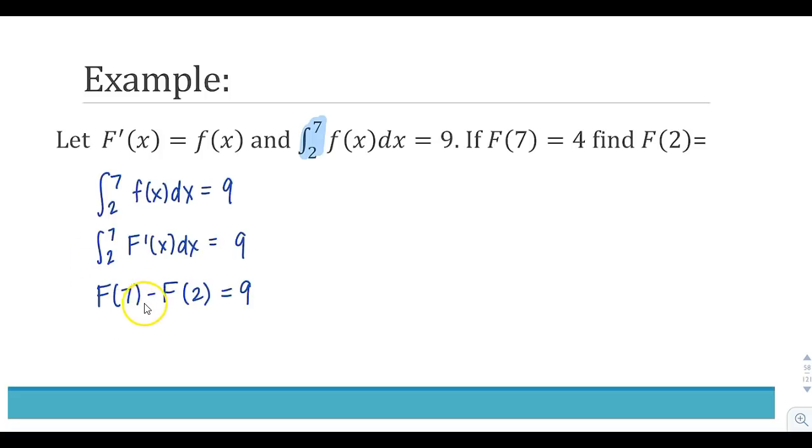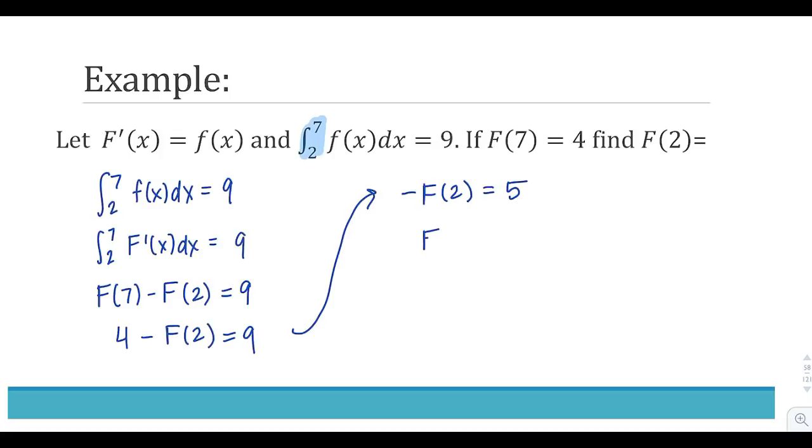So now I have one of these pieces of information. Big F of 7, the antiderivative at 7, was given as 4. So I can go ahead and substitute in 4 for big F of 7, so 4 minus big F of 2 is equal to 9, to allow me to solve for big F of 2. So over here, if I go ahead and subtract the 4, I get negative big F of 2 is equal to 5. So big F of 2 is equal to negative 5.